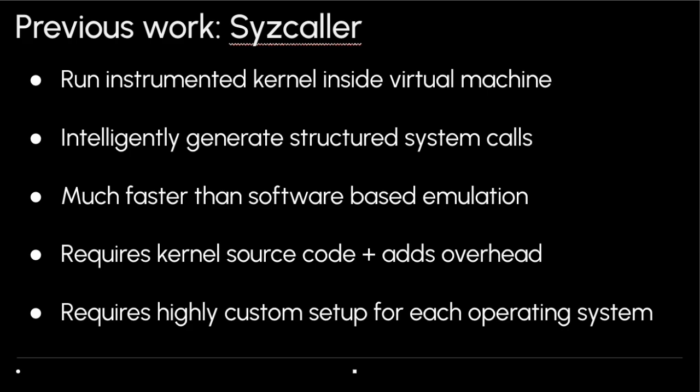Syzkaller takes a completely different approach, and instead of dumb input mutation, it uses handwritten grammar specifications that describe Linux system calls in detail: what arguments they take, what types are valid, how the calls relate to each other. From these specs, it generates structured, semantically valid syscall sequences that actually make sense to the kernel. It runs the kernel inside a VM for crash isolation and uses a kernel coverage tool called kCOV for feedback.